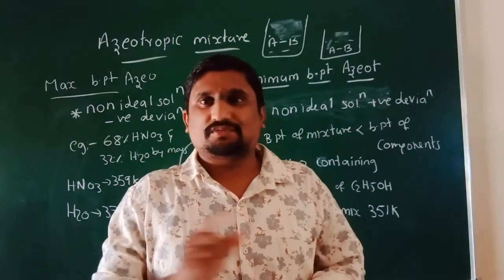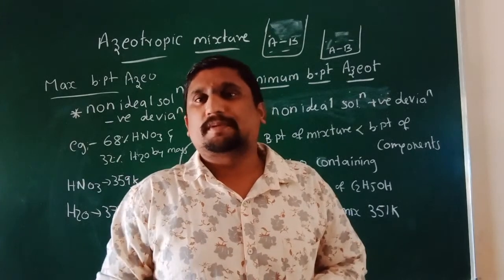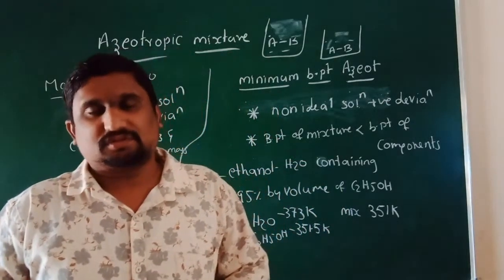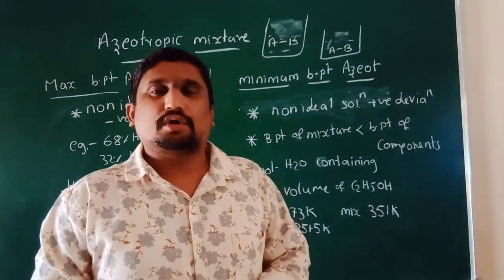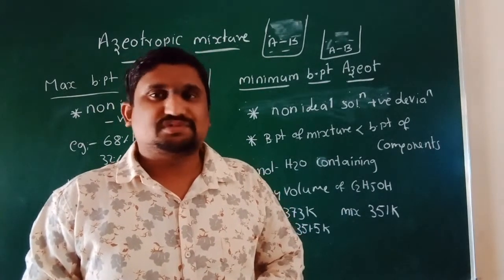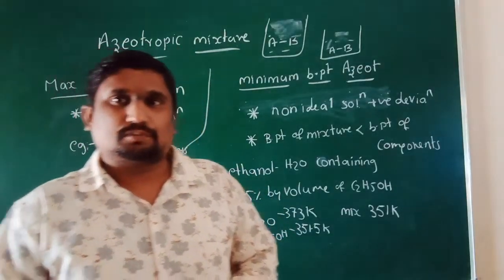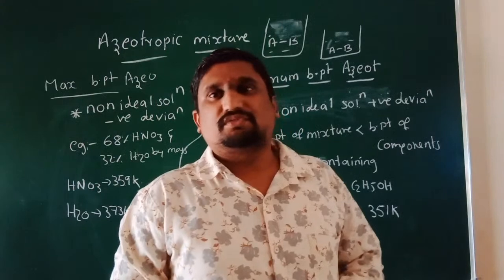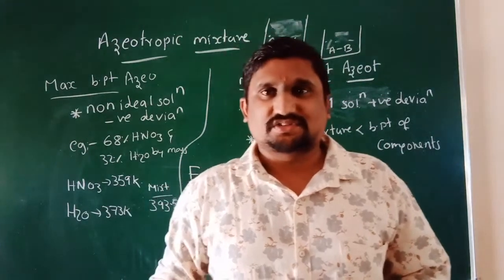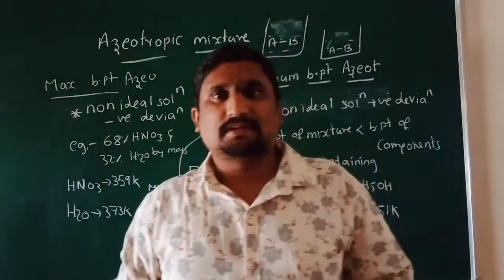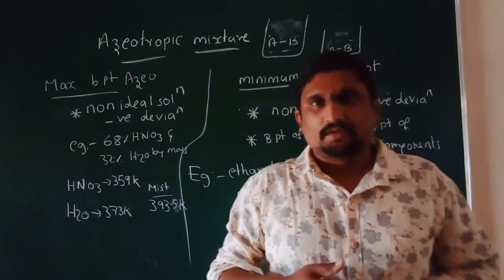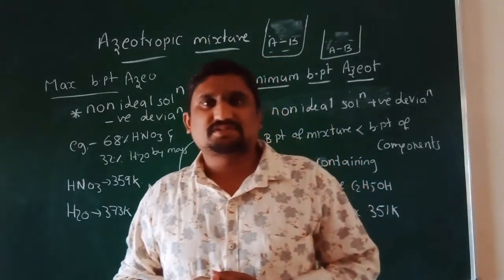Although in an azeotropic mixture we have 2 different components, both components boil at the same temperature. That's why the components of an azeotropic mixture cannot be separated by the distillation technique, because both components boil at the same temperature. Yesterday in class I mentioned this point. We can't separate the components of an azeotropic mixture by distillation. And this azeotropic mixture is of 2 types.